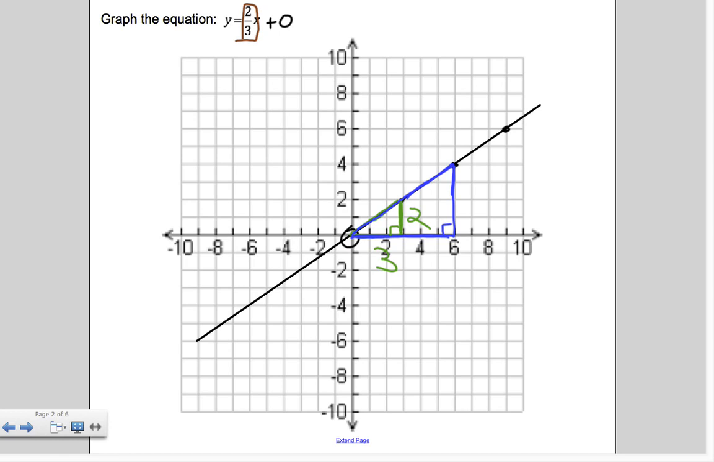What's the length of the two other sides of the bigger triangle? 6 on the bottom, 4 on the right. Okay.